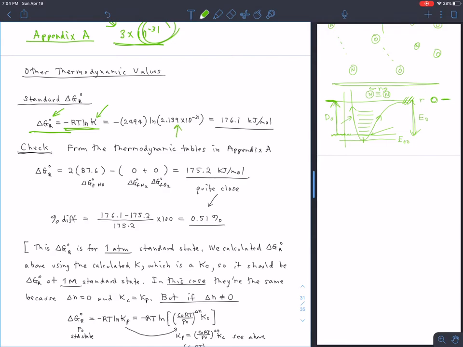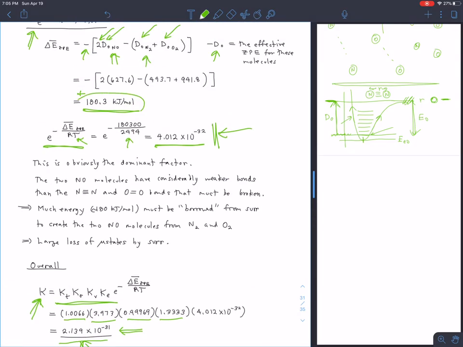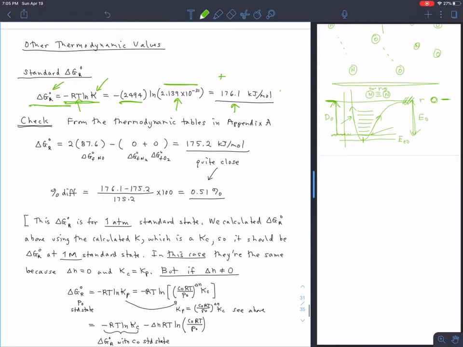There we did. I plugged in the calculated K here, not the K I got from the thermodynamic tables. RT is 2494 here, and that gives a calculated deltaG of plus, notice, 176.1. Those plus values, both up here for deltaE and down here for deltaG, are telling you that this is not a product-favored reaction. This is a reactant-favored reaction. This is a reaction that really doesn't want to go forward, really likes its reactants better than it likes its products.